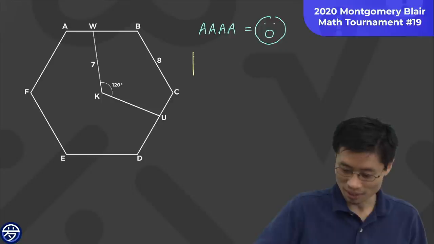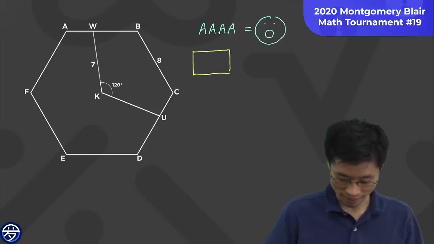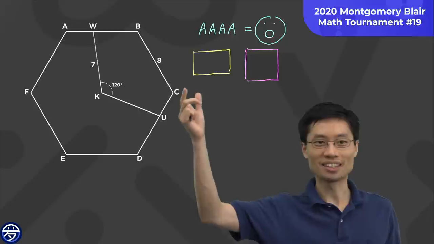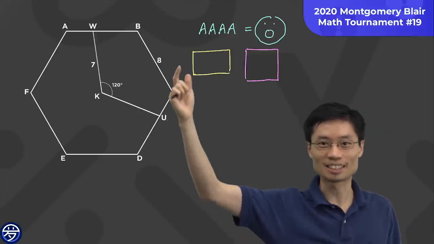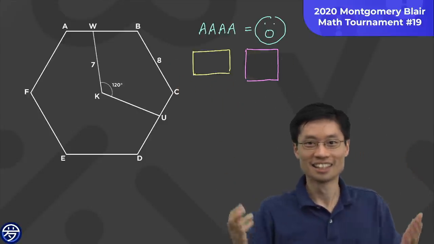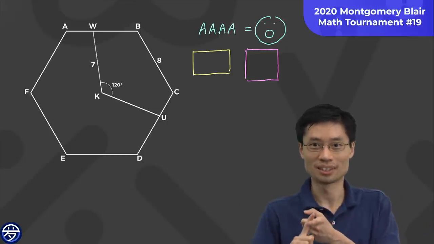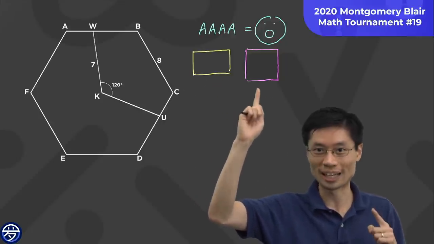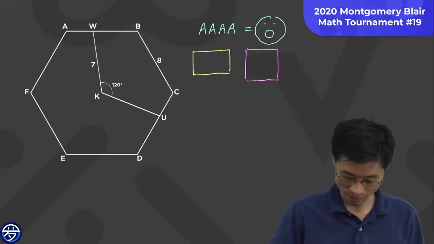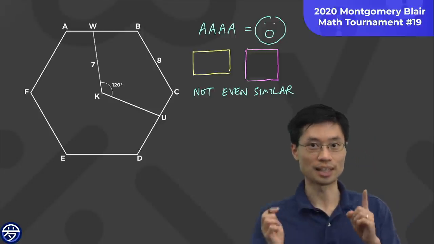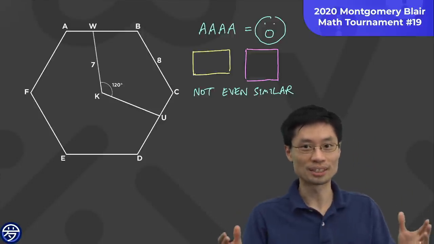I'm going to have two shapes. Okay, here's one shape, and here's another shape. Guess what? They are all 90, right? Somehow every angle matches, 90, 90, 90, 90. It's as matched as you could get, but they are not even similar, not to mention congruent, right? They're not even similar, because one is a square, and one is a non-square rectangle. If you have triangles with AAA, then you have similarity. But once you have more than three sides, all bets are off.